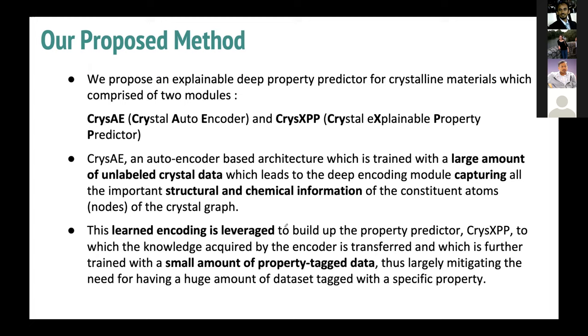Once we do this, the learned encoding is leveraged to build the property predictor, CRIS-XPP, to which the knowledge acquired by the encoder is transferred, and which is further trained with a small amount of property tagged data, thus largely mitigating the need for a huge amount of data tagged with a specific property. But please remember, when we say the data is tagged, it is tagged using DFT. So it is silver tagged. I will show you some results on that to understand the importance of our results.